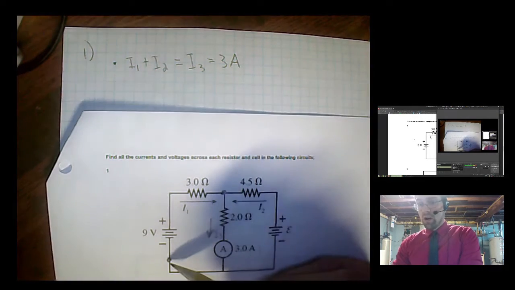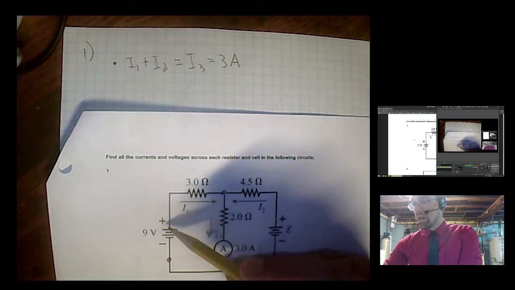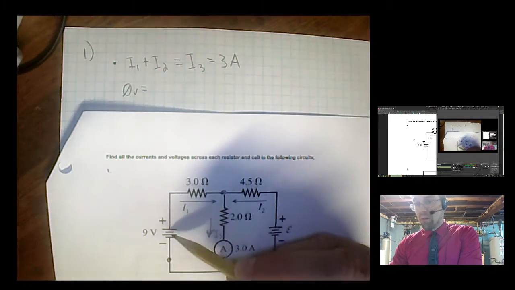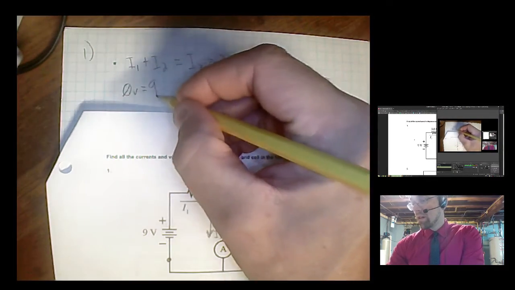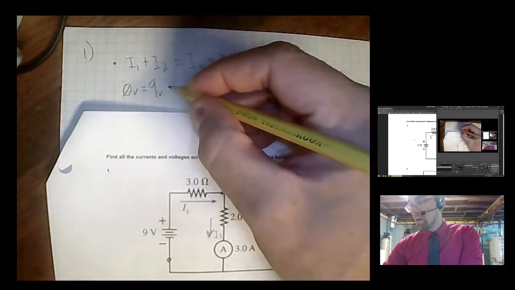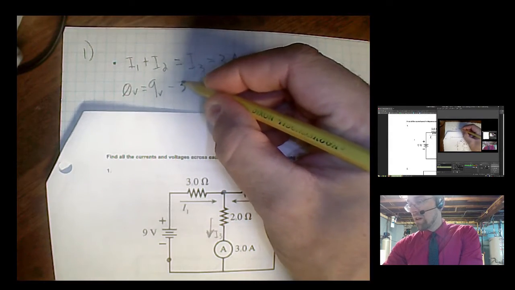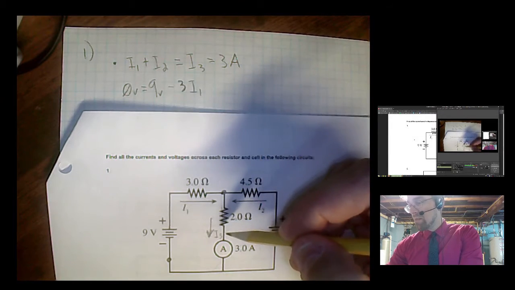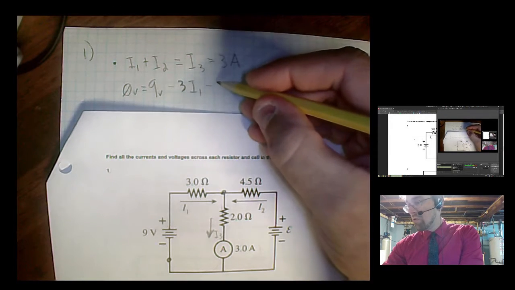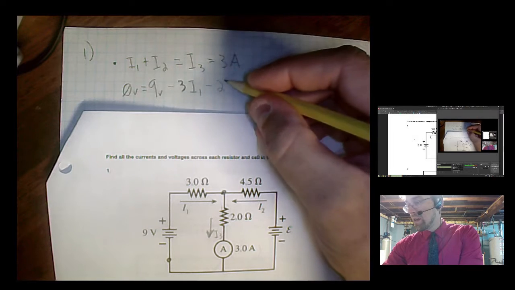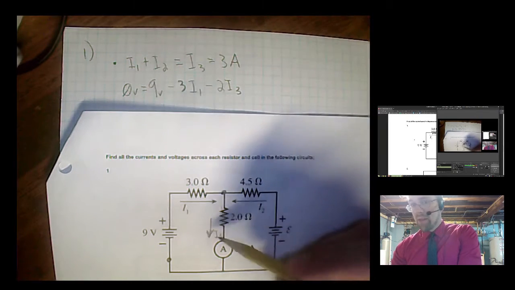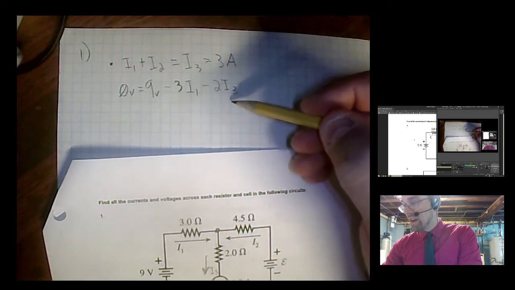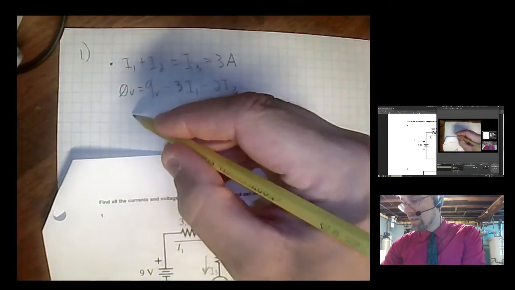I start off at 0. I'm going to go up by 9 volts. I'm going to go down by 3 ohms times the value of I1. That's the IR drop. I'm going to go down by 2 ohms times the value of I3, and that brings me back there. I actually have a value for I3, so let's rearrange this.